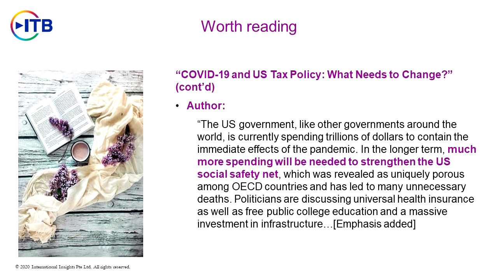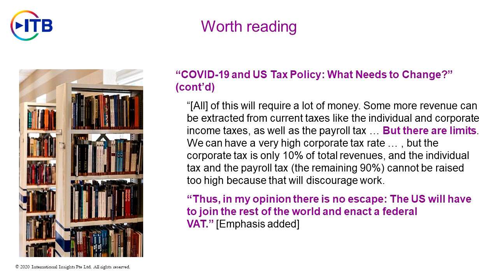The US government, like other governments around the world, is currently spending trillions of dollars to contain the immediate effects of the pandemic. In the longer term, much more spending will be needed to strengthen the US social safety net, which was revealed as uniquely porous among OECD countries and has led to many unnecessary deaths. Politicians are discussing universal health insurance, as well as free public college education and a massive investment in infrastructure. All of this will require a lot of money.